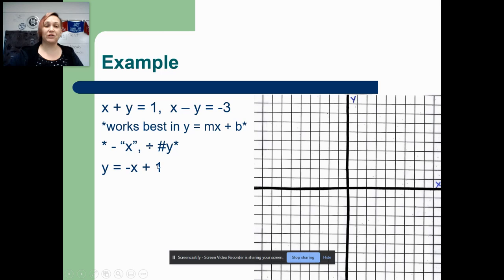To graph this, I'm going to start at the +1 on the y-axis. And my slope for this problem is -1 over +1. So that means I'm going to go down 1 and to the right 1. Now, again, I don't want to do that just once. I want to do it as many times as I possibly can. I'm going to keep going, keep going, keep going. I'm going to go in the opposite direction as well.